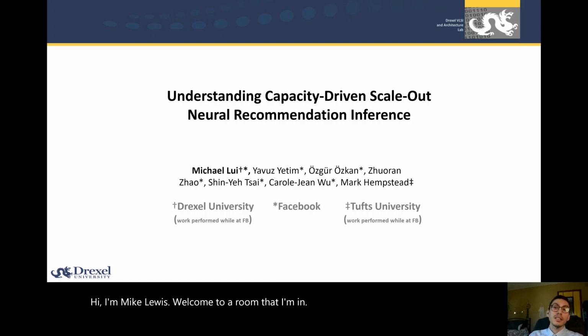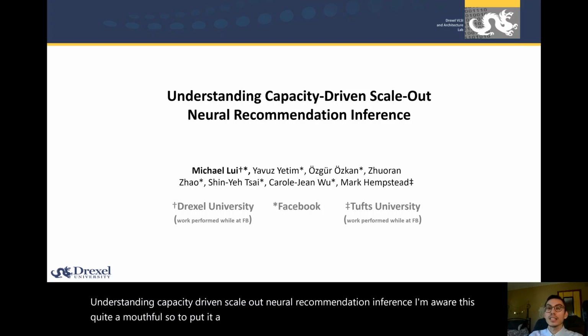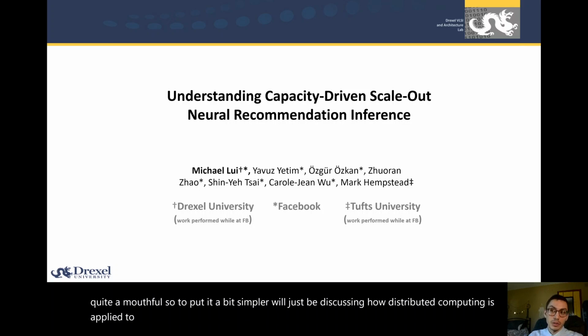I'll be presenting Understanding Capacity Driven Scale Out Neural Recommendation Inference. I'm aware that's quite a mouthful, so to put it a bit simpler, we'll just be discussing how distributed computing is applied to a unique class of neural networks.